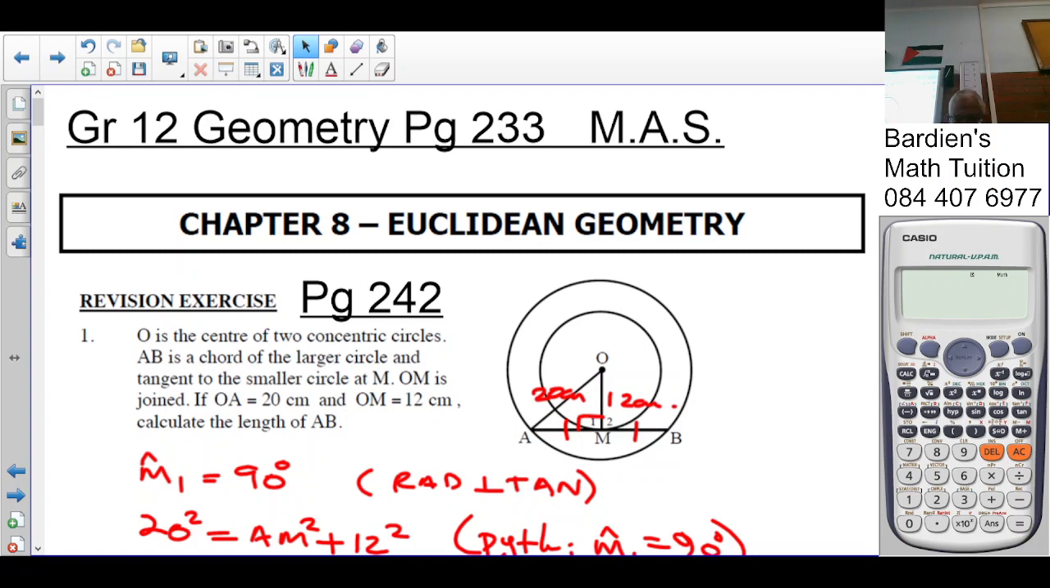Alright. But we really need to move on. There's one thing I still need to show you with regards to when sides are in proportion. So it's basically the reverse, and then we'll take it from there. Okay.